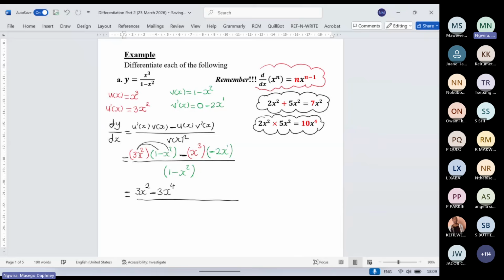And then now we come to this one. So this is a minus, and then you multiply these two together. The answer will be negative, then 2, then x to the power of 3 times x to the power of 1 is going to give you x to the power of 4. Sorry, forgot to square this one. And then this stays the same, it's 1 minus x squared, and then to the power of 2.